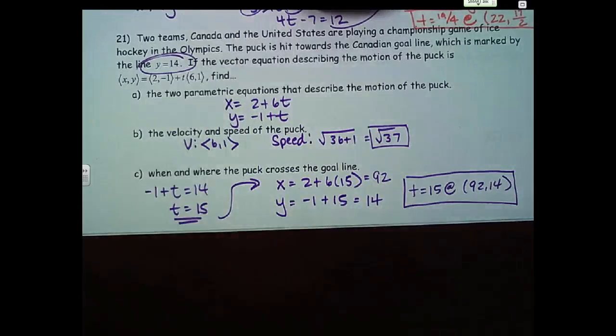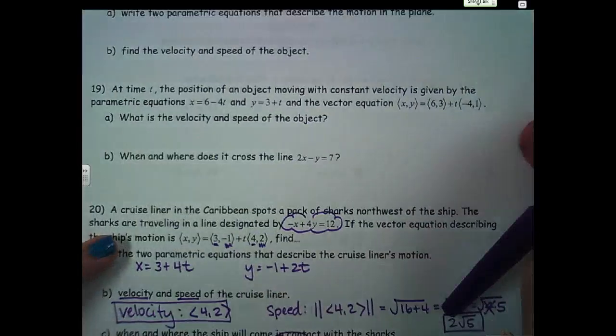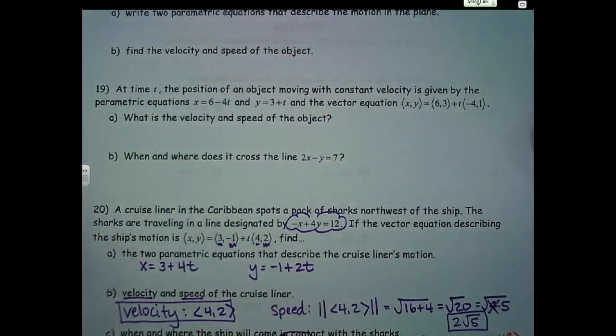Okay, now go back to problem 19 for me. I'm going to give you a few minutes to work on problem 19. If you finish 19 early, you can go back to the front page. We're going to do all of the front page. Work on problem 19.